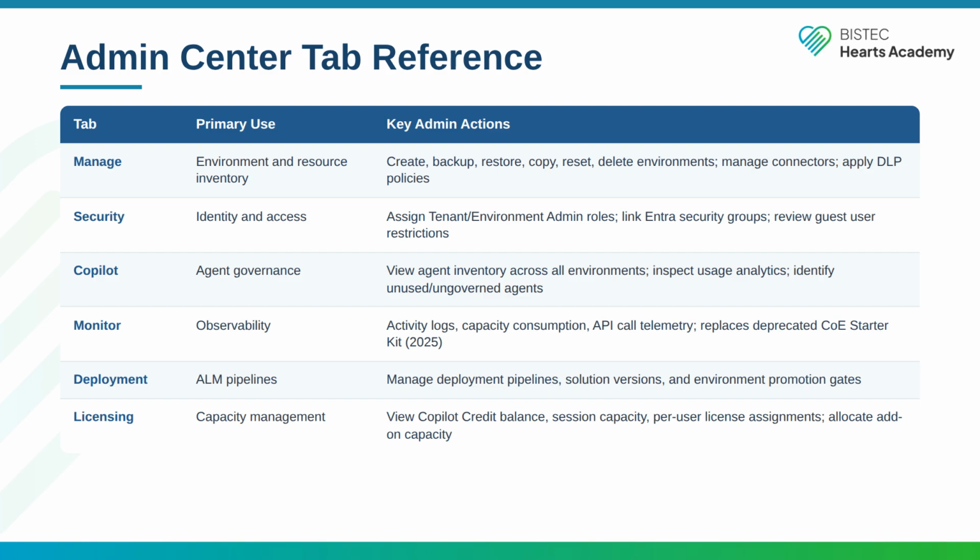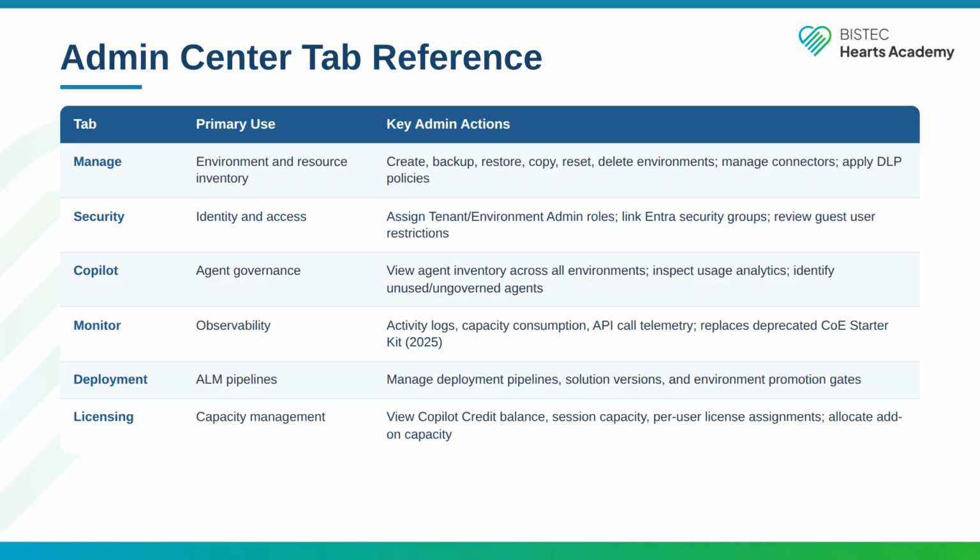Copilot is your agent governance surface, a cross-environment view of every published agent in the tenant, with usage analytics and orphaned agent detection. Monitor is observability, activity logs, capacity consumption, API call telemetry. The replacement for the deprecated CoE Starter Kit inventory and usage modules. If someone asks who deleted an environment or changed a DLP policy, the Monitor tab is where you find the answer. Deployment handles pipelines, deployment pipelines, solution versions, environment promotion gates.